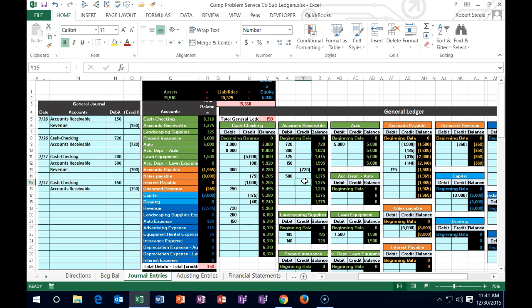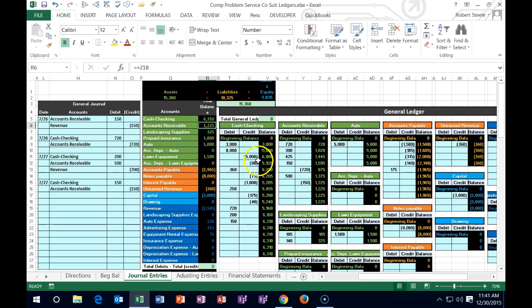I'm going to go over here to Y15, because that's just where it happened to lie. And we're going to say that equals, and we're going to point to the credit of 150. That's going to get a debit balance. It's going to go down by 150 because we did the opposite thing to it, from 1,375 to 1,225. We can also see that 1,225 here.